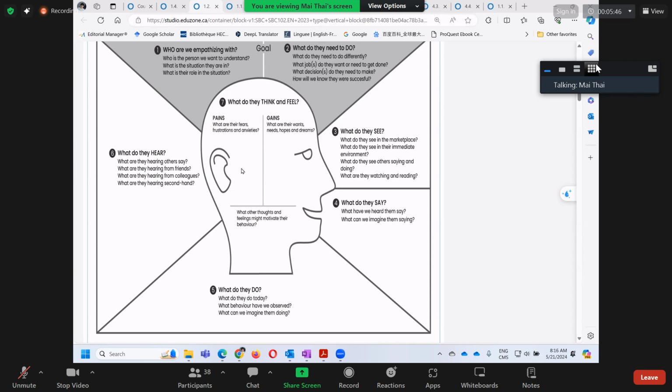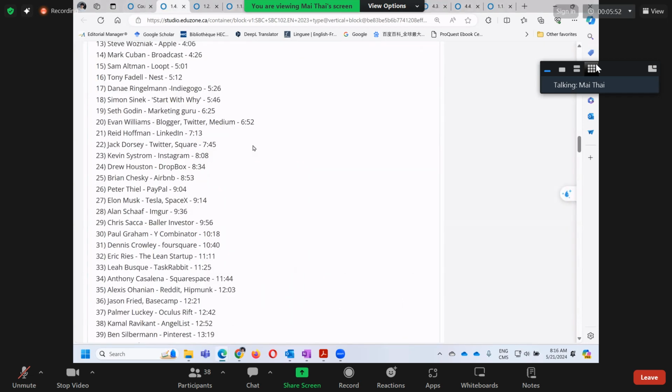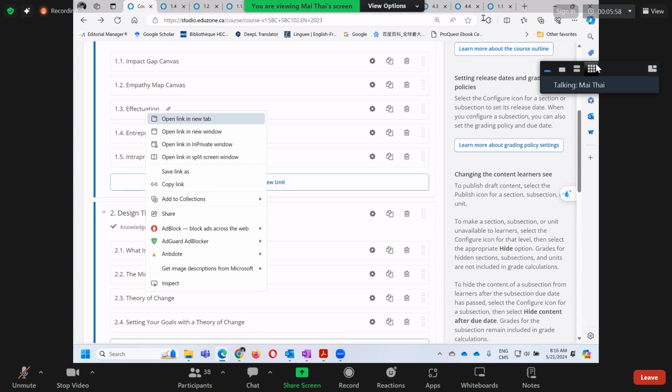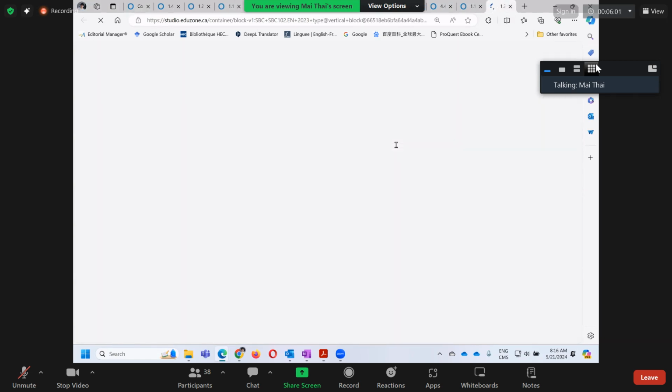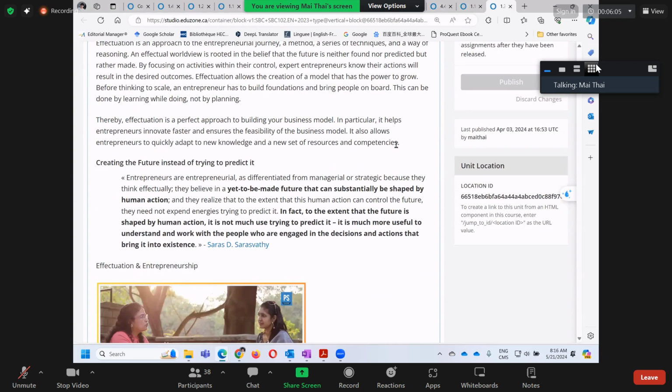So in order to develop that pitch, an empathy map is necessary. And then after that, we'll teach them about effectuation. So what is it? Why is it important to teach students about effectuation?